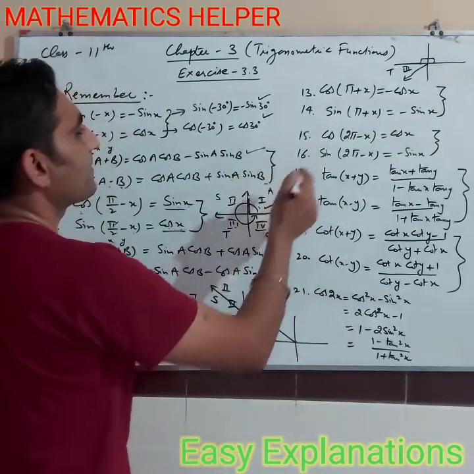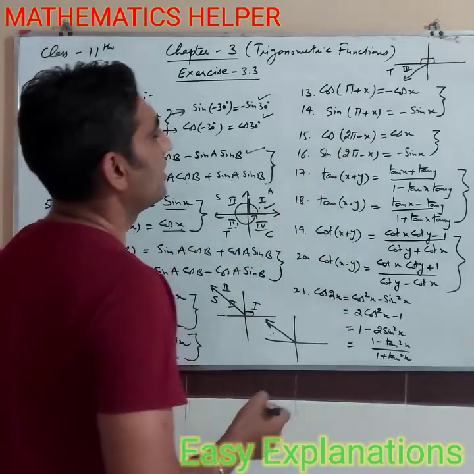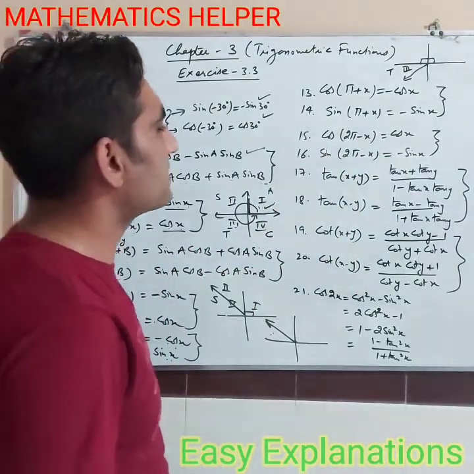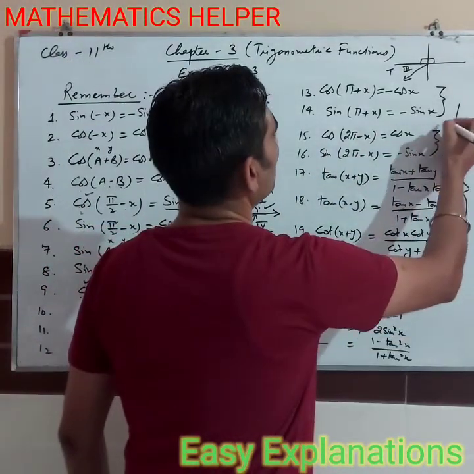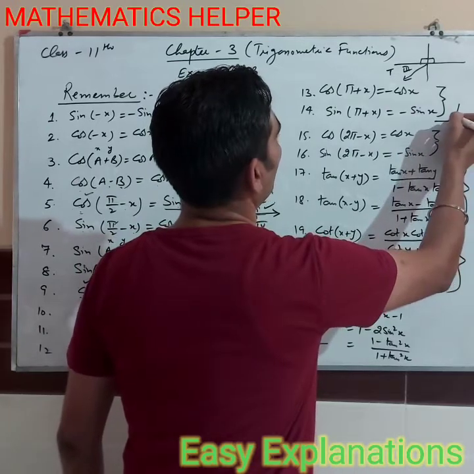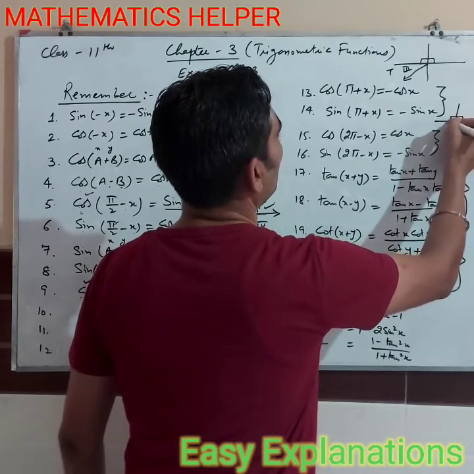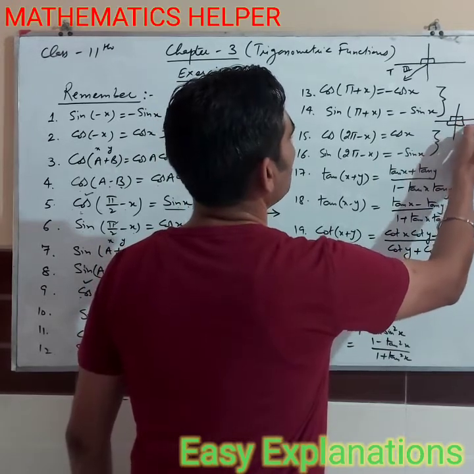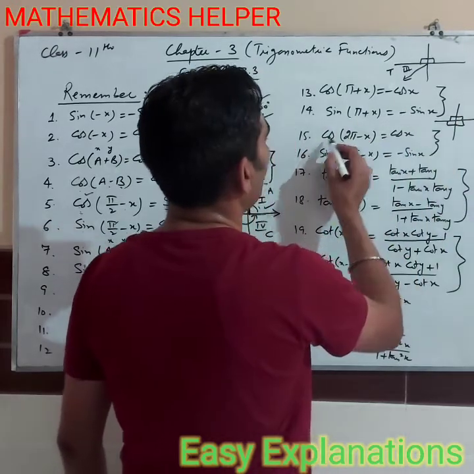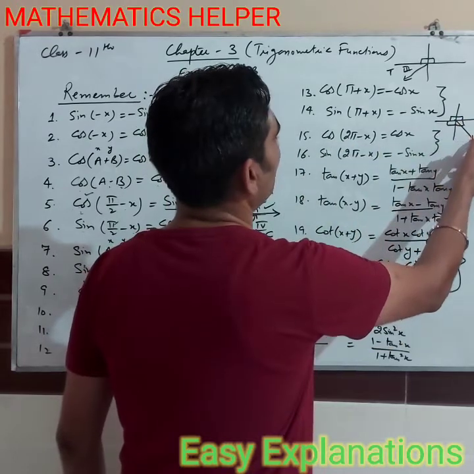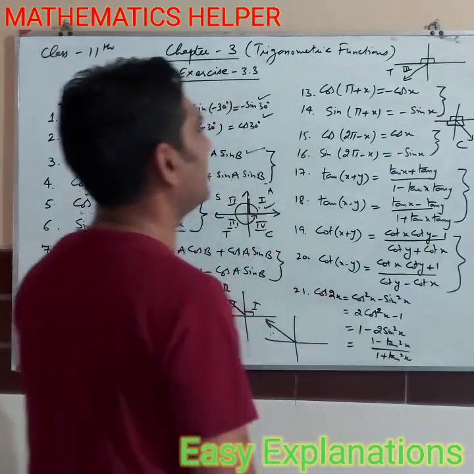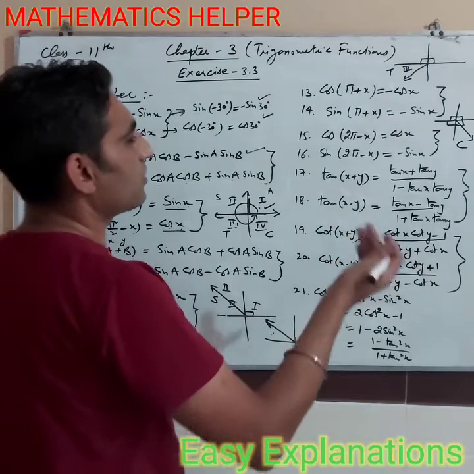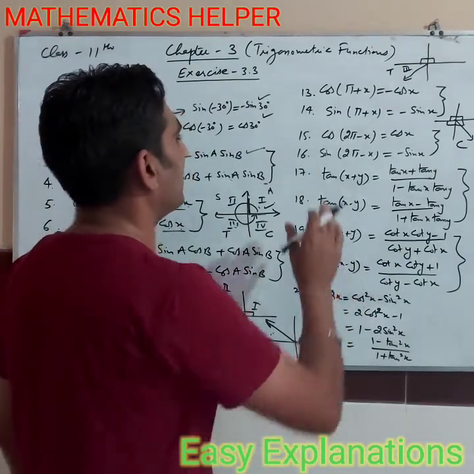Next, 15th, cos 2 pi minus x. What is the meaning of 2 pi minus x? 2 pi means the fourth quadrant we covered. Here 360 means 2 pi, so 2 pi minus x means in the fourth quadrant. Only in the fourth quadrant we have cos positive and its opposite secant positive, all others are negative.